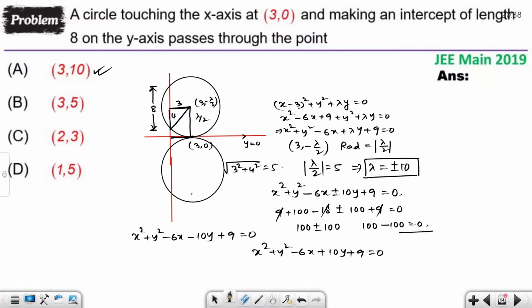It may so happen that if this question had been multiple, more than one option correct, then I would have checked all these points with the other circle also, because in that case there is a possibility that other points will satisfy the second equation, and that point would also be your answer. But in this case, since it's a JEE Main question, one option is correct. Since I'm not going to check any more options, hence option A is correct. Is it clear to all? Absolutely. Okay, so let's move to the next problem.